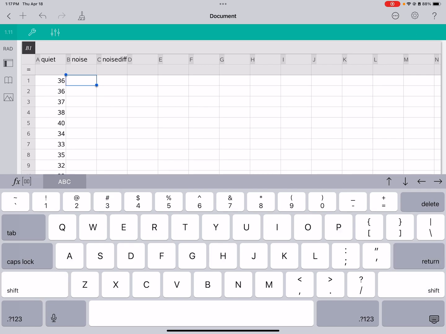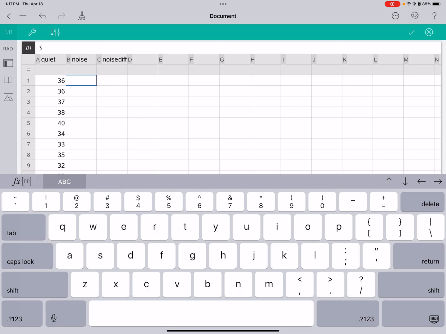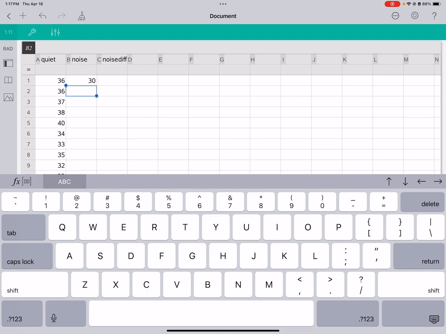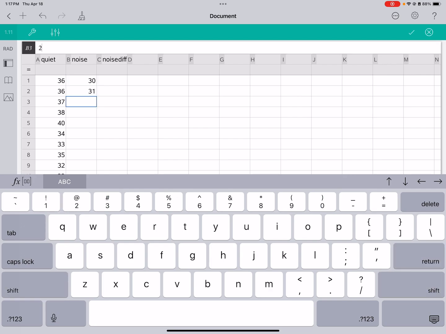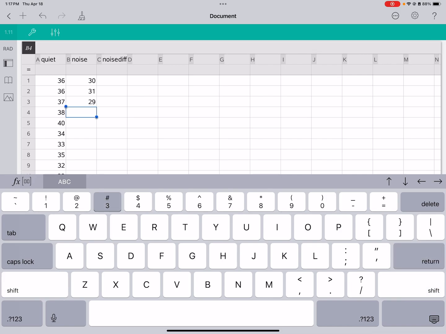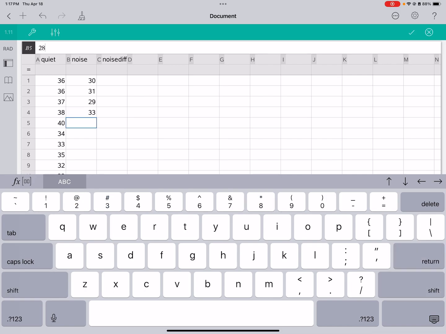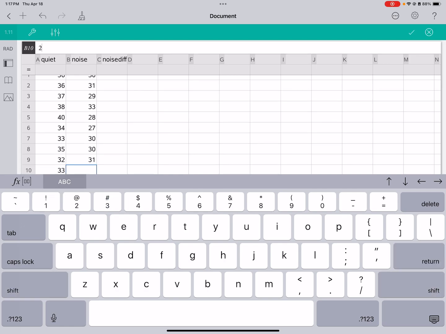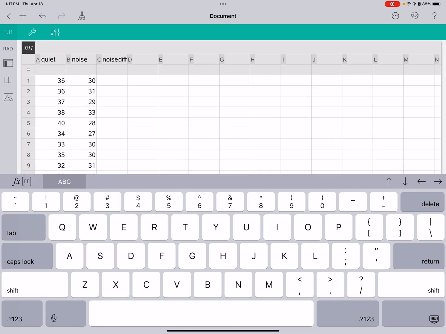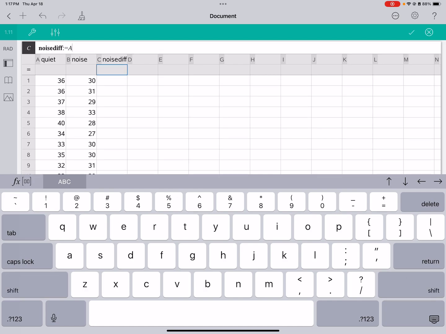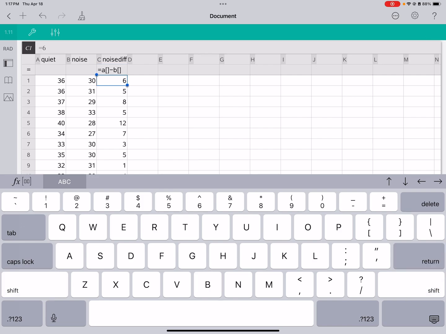Okay, and the noisy women is 30, 31, 29, 33, 28, 27, 30, 30, 31, and 29. Okay. Then the noise diff, I'm going to go ahead and put in the equal sign there. I'm going to put A minus B, and it's going to do the math for me.